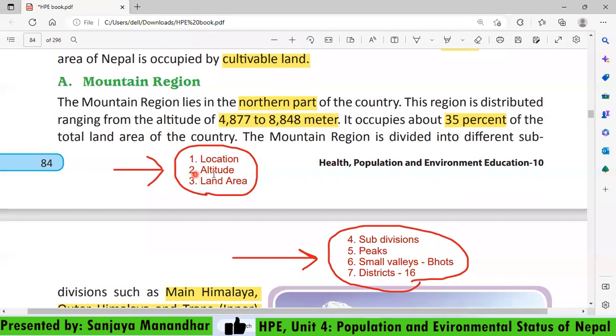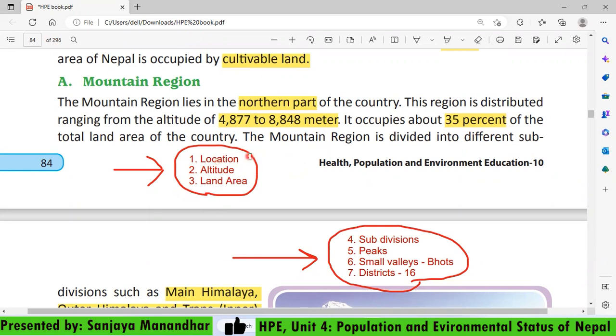Okay, second number is altitude. What is the altitudinal range of the mountain region? 4,877 to 8,848.86 meters. Please add here 0.86 meter, I already told you. So this is altitude. And the third number I have written here is land area. What is the land area percentage coverage? 35% of the land area is covered by the mountain region. So please remember location.